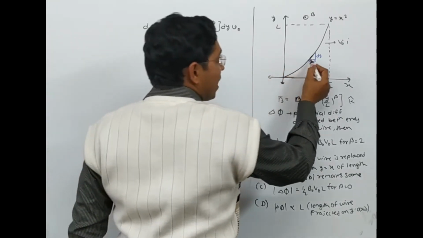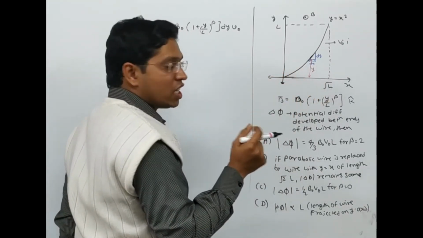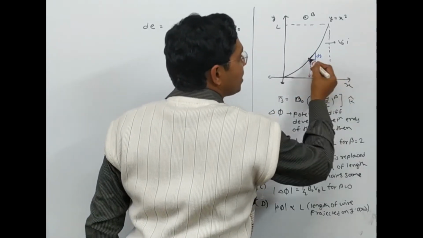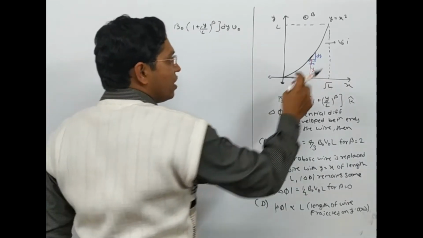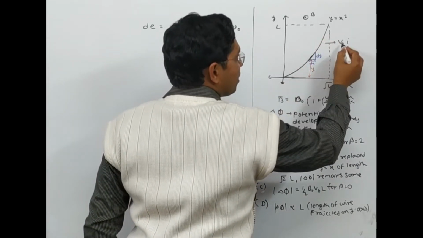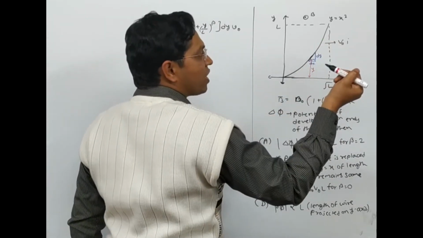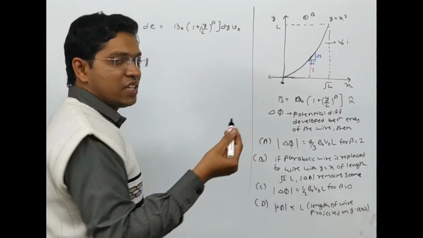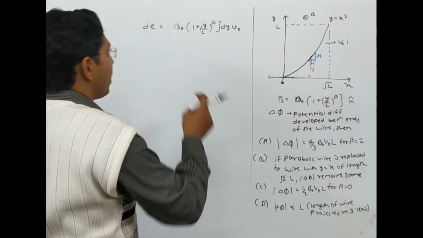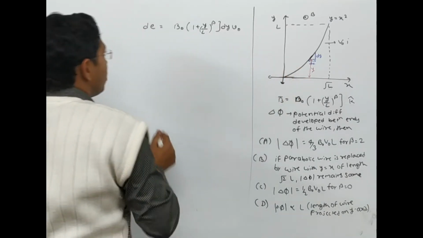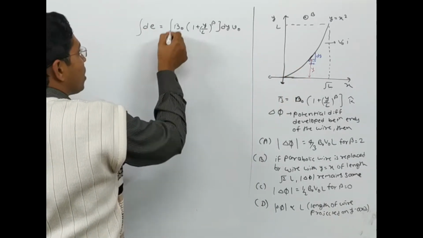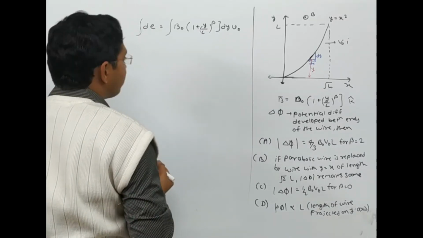Remember that its x part is not going to induce any EMF because it has a velocity in this direction and the length vector will also be in this direction. Here dy is perpendicular to the velocity and perpendicular to the magnetic field, and in such cases the EMF induced is BLV, and hence this is the induced EMF in a very small part. So to find the induced EMF in the complete wire, I'll have to integrate it.